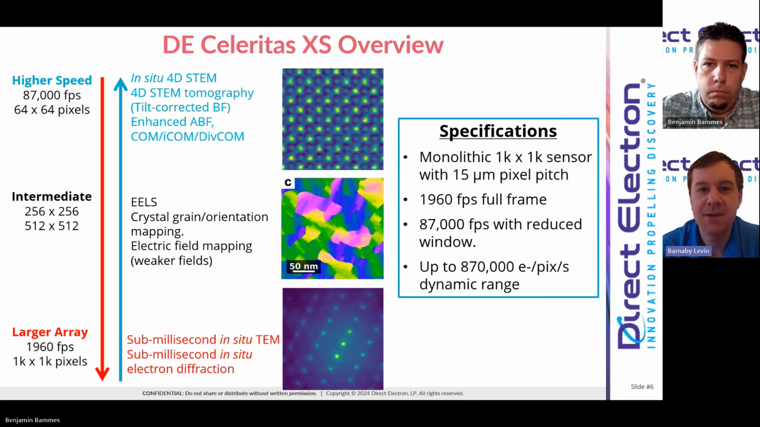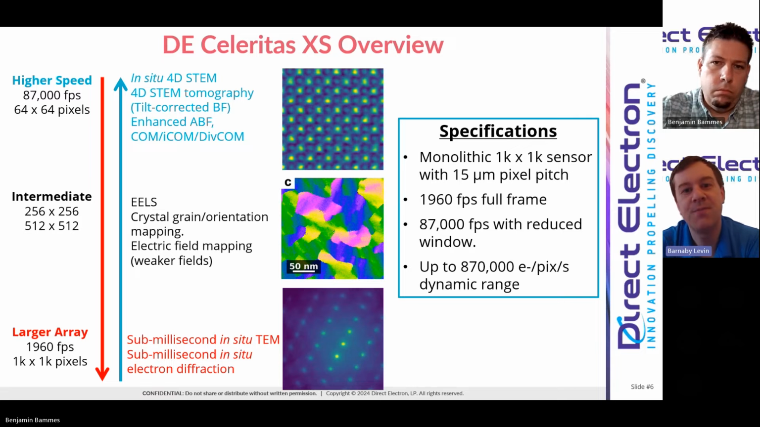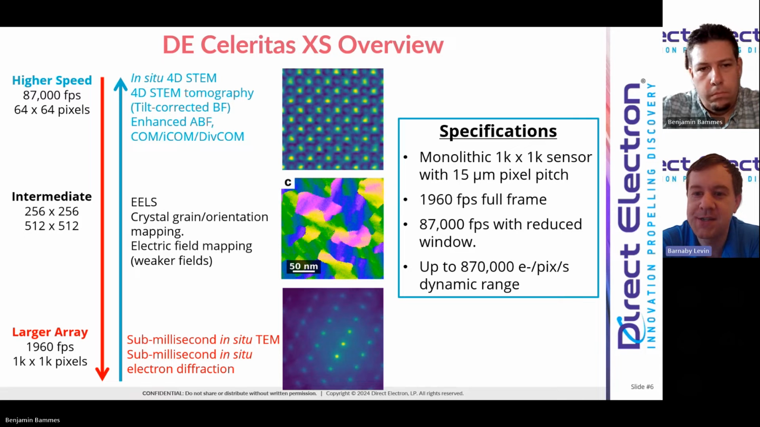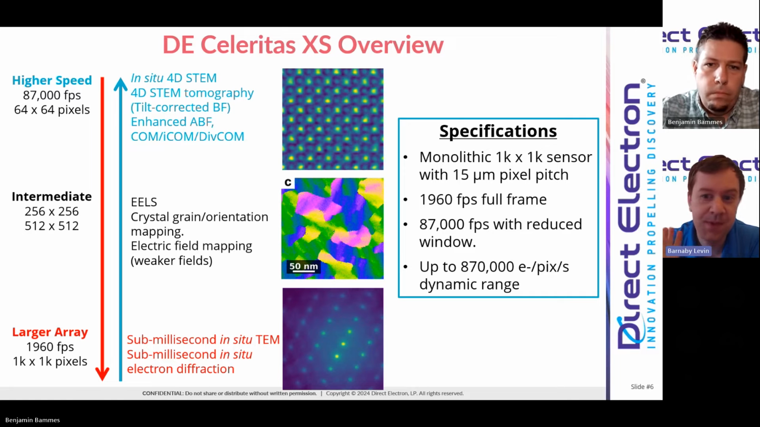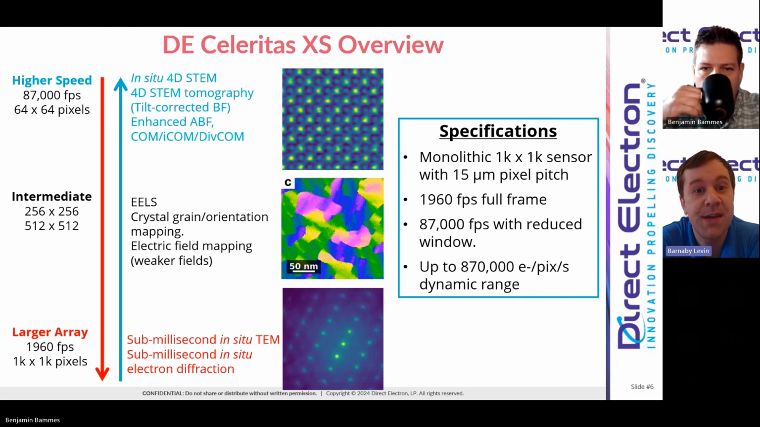So Bob mentioned that our most powerful camera for 4D STEM out of the different cameras in our portfolio is our Celeritas XS camera. This is a monolithic 1K by 1K sensor that can read out at different speeds depending on how much of the detector you're using. At full frame, it reads out at 1960 frames a second, and you can window down to run the detector at up to 87,000 frames a second, which is equivalent to a dwell time of about 11.6 microseconds. So this is a camera where if you want to, you can do 4D STEM basically as fast as you would be doing 2D STEM.